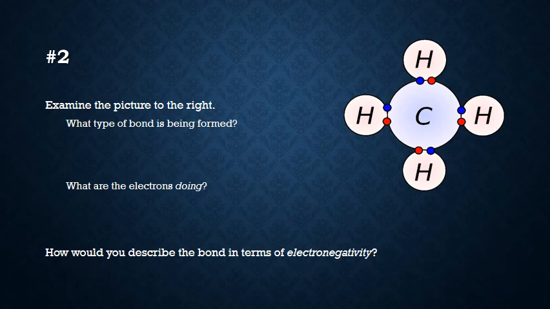Taking a look at this picture, well, this one, the type of bond is a covalent bond. I changed pens, can you tell?